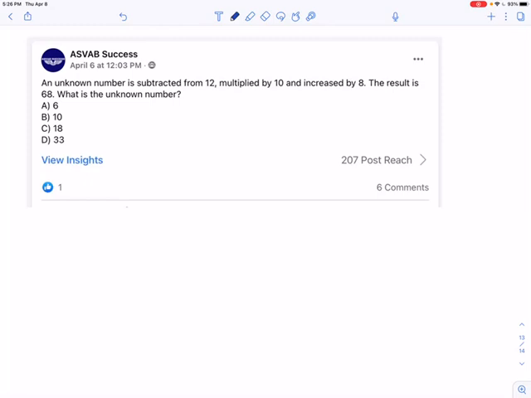So, remember with these algebra ones, we just have to use the words to write the equation, right? So let's dive right into it. It says, unknown number is subtracted from 12. When we're subtracting something from something, that means whatever we're subtracting from goes first. So 12 minus whatever the unknown is. We're going to call it x because we don't know what it is.